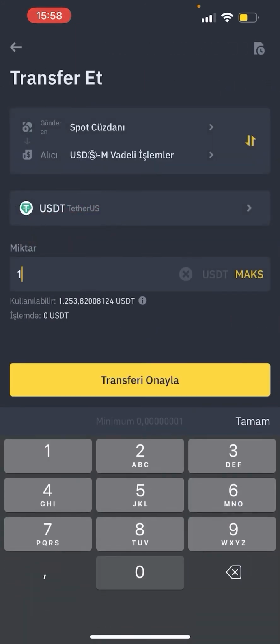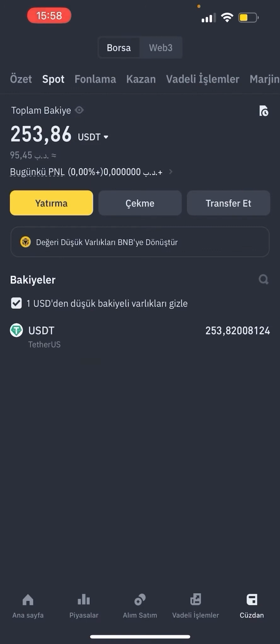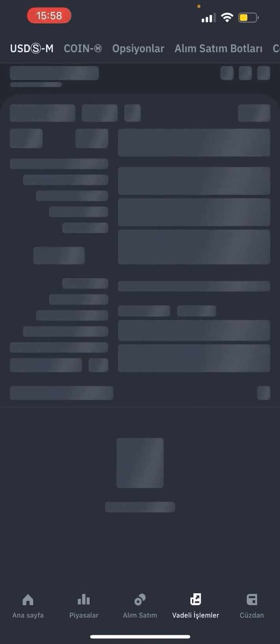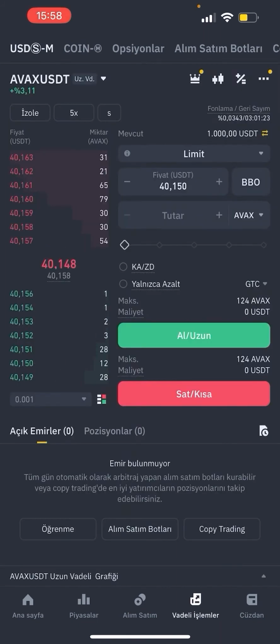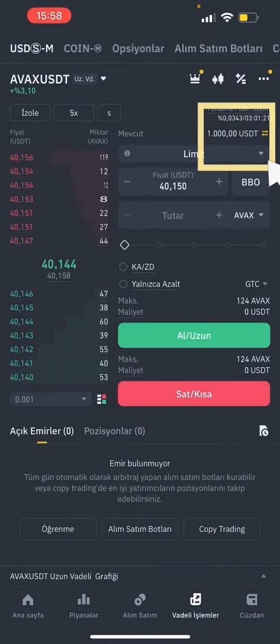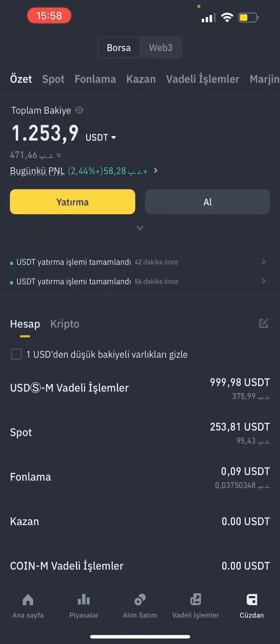I open my futures wallet. Look, my current balance is now $1,000 in the futures wallet. When I click on wallet summary in futures, I now have $1,000 in my futures. I have $250 left in spot. If I lose all my money in futures, I don't go into debt and I don't pay any interest. I would only lose my futures wallet. Even my spot wallet won't take a loss.